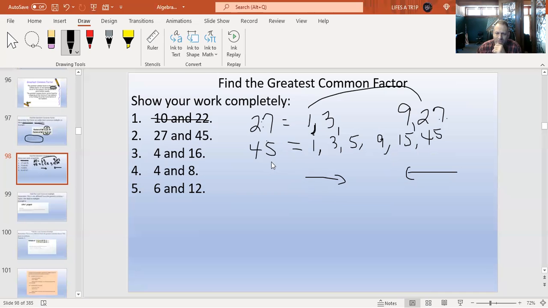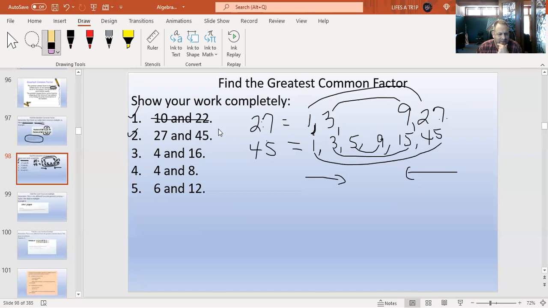7, no. 8, no. We said 9. So I think that's it, guys. And if we did 1 times 45, that'd be 45. 3 times 15 is 45. And 5 times 9 is 45. All right, guys. So that's it for this one and this one.